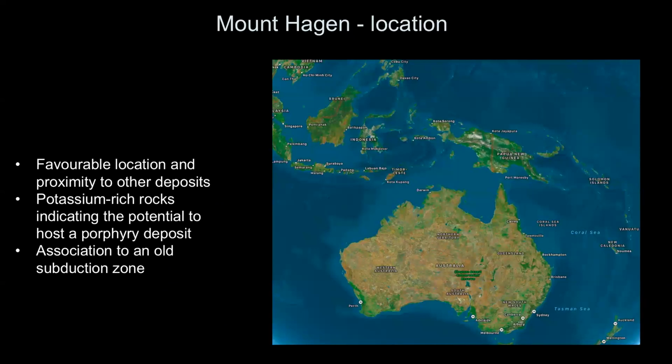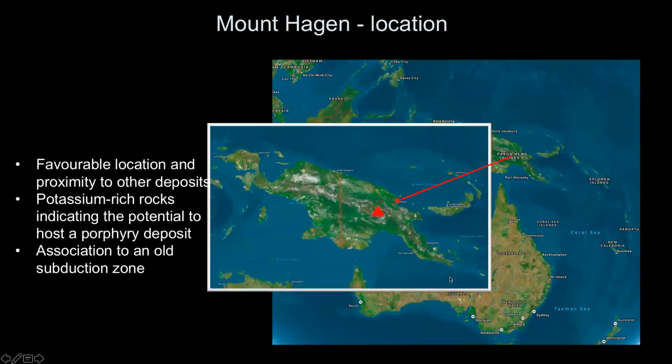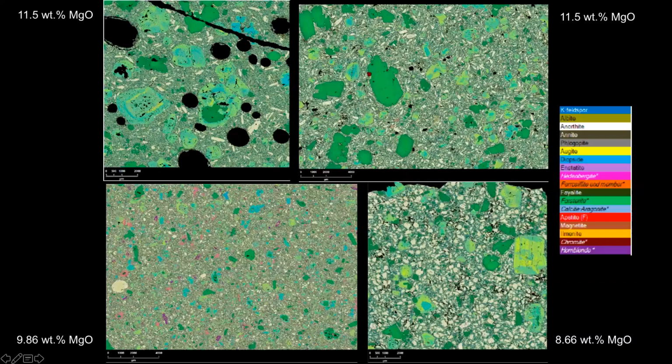So a few words about Mount Hagen. Mount Hagen is a mid-Pleistocene stratovolcano located in the Western Highlands in Papua New Guinea, and it was formed somewhere between 420,000 and 220,000 years ago. It is now extinct, and the last eruption was recorded over 50,000 years ago. It was selected for my study because of its location and proximity to other deposits, and the potassium-rich rocks, which may indicate the potential to host porphyry deposits, but also because it was related to a subduction zone.